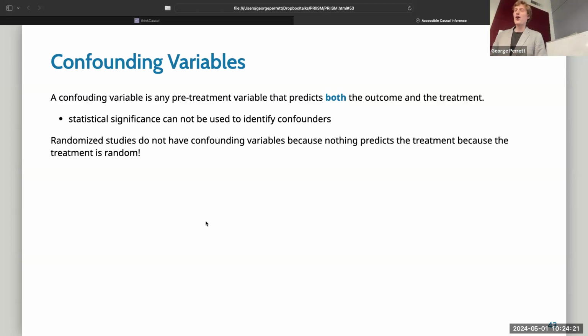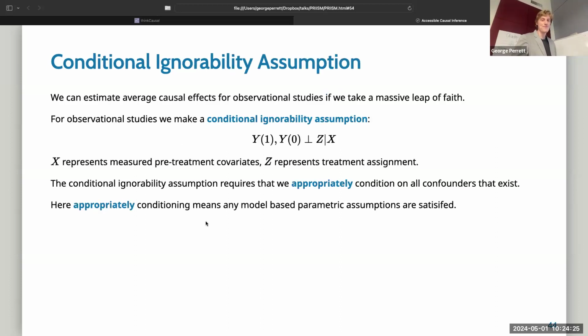Now, the problem is we can't always use randomization. So what can we do? Is there a way forward? And we can still estimate average causal effects for observational studies, but this is going to require that we take a massive leap of faith. And this is a truly large leap.